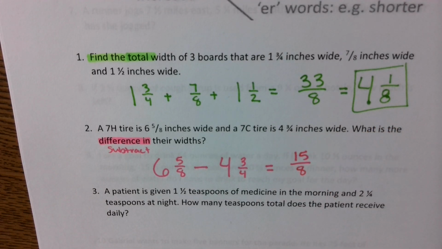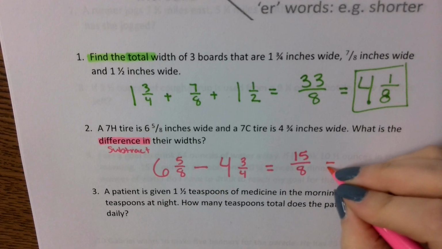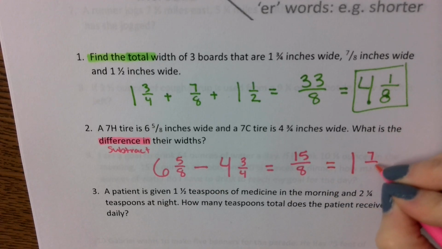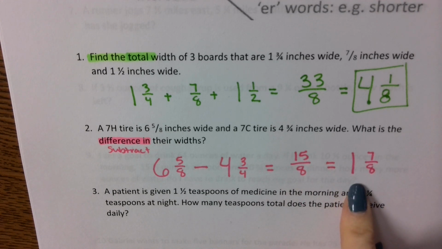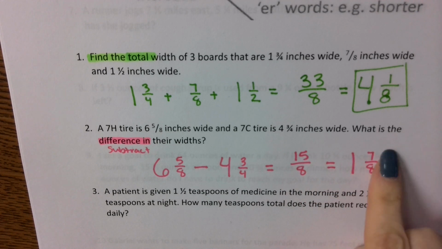So again, 15/8 is an answer, but that's not always the final answer. What's the final answer? 1 7 over 8. Okay, 8 goes into 15 one whole time. And then 8 times 1 is 8, so if we take 8 away from 15, we have 7 left over, 7 remaining.